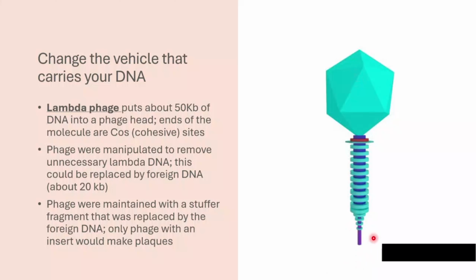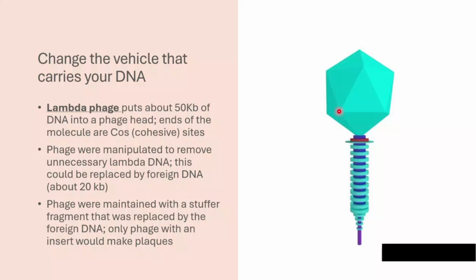The lambda phage puts about 50 kb of DNA into the head, and this DNA has to have these cos sites, which are cohesive sites. So it's just sites that can ligate back together on both sides. So if they're there, they will build this circular plasmid, and then if you break them, they will make a chromosome.